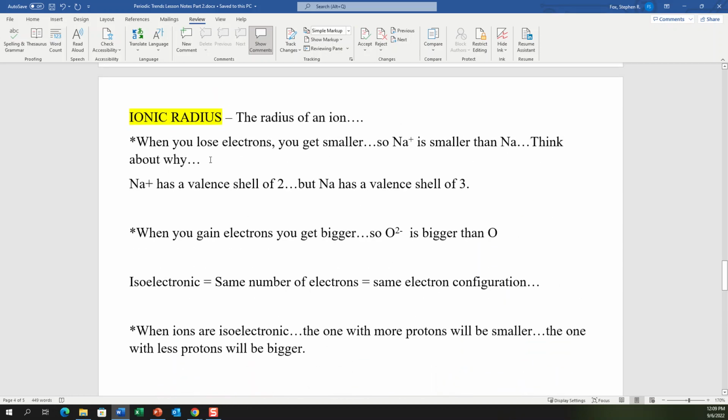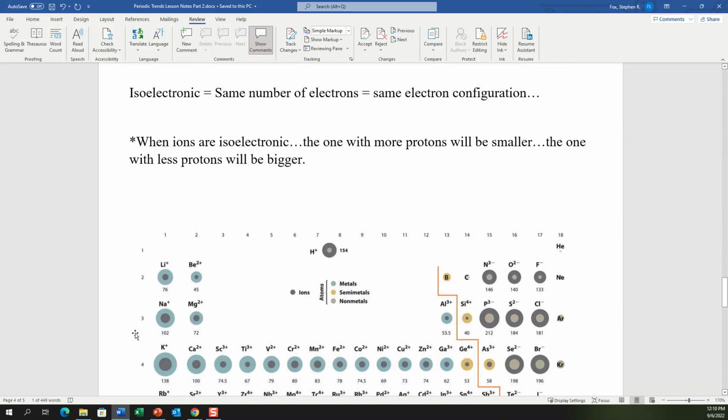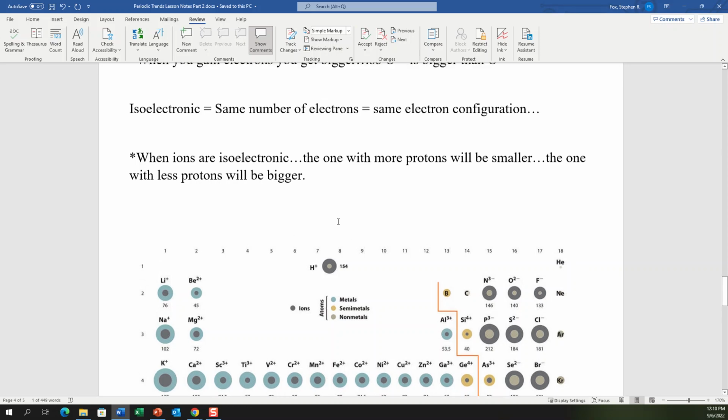So a couple things to understand. If you lose electrons, your cloud is going to get smaller. So cations are always smaller than what they were when they were neutral. I know sodium 1 plus is going to be smaller than neutral sodium. The reason is that sodium 1 plus lost its valence electron. Now it has the same number of electrons as neon, the same electron configuration as neon, but it has one more proton than neon. So sodium 1 plus is going to be smaller than neutral neon because it has the same number of electrons but one more proton in the nucleus. It's going to be able to attract them further in.